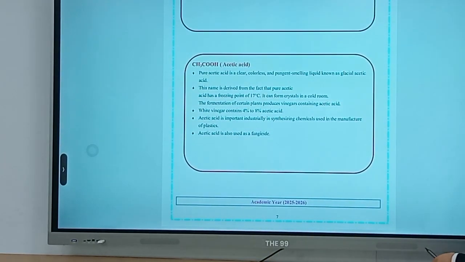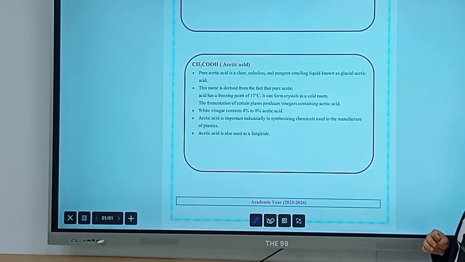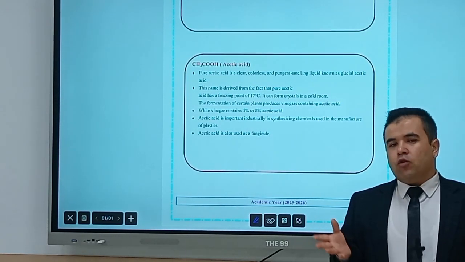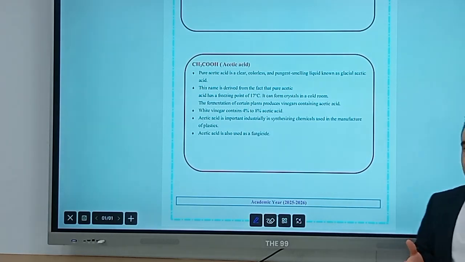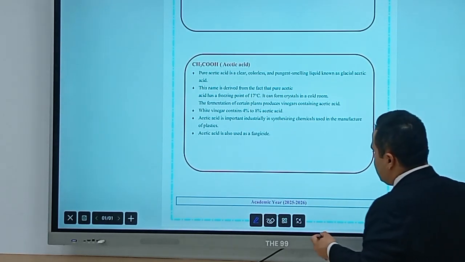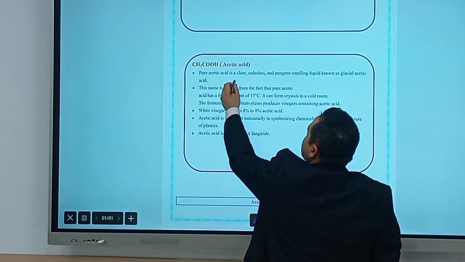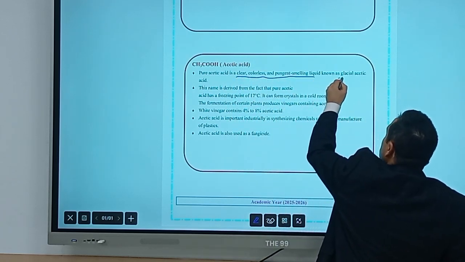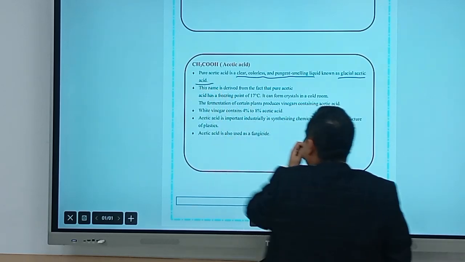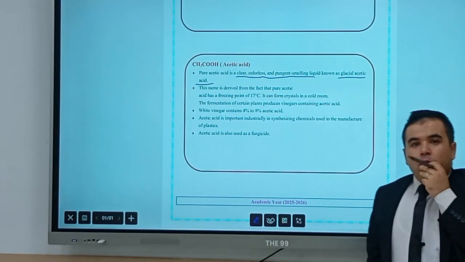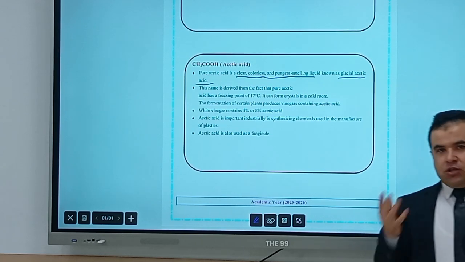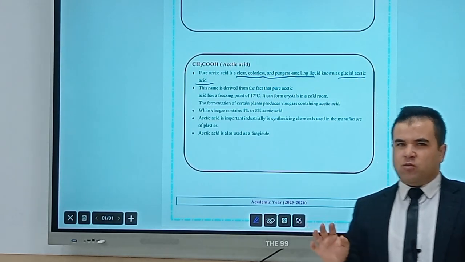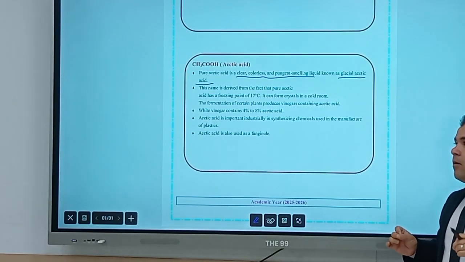The last industrial acid is acetic acid. Acetic acid is commonly recognized for vinegar. Pure acetic acid is a clear, colorless, and pungent smelling liquid known as glacial acetic acid. Guys, in terms of color, it's colorless and clear, and in terms of smell, it has an unpleasant, pungent smell, like a spoiled egg.